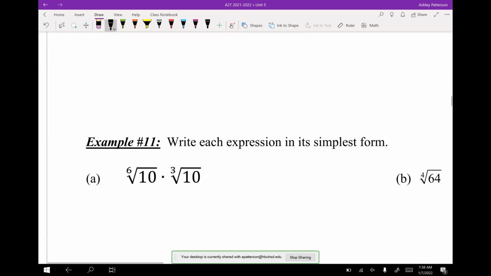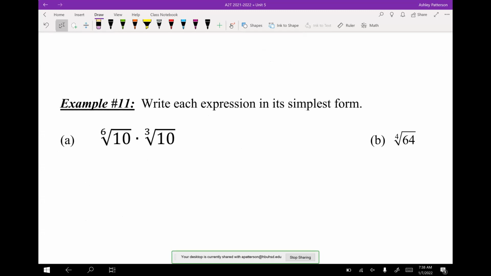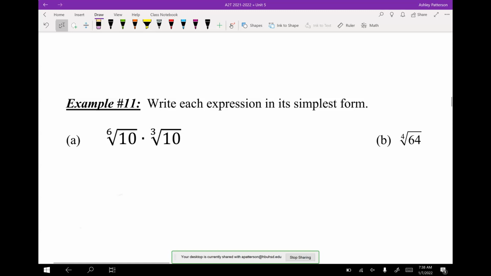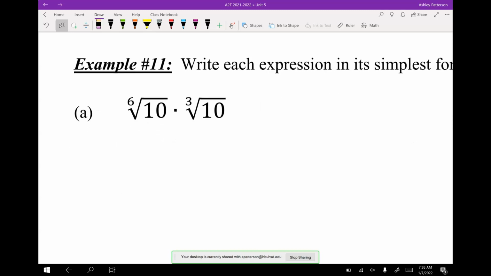Because in example number 11, it's a free-for-all. We're going to be asked to write each expression in simplest form. And we're going to have to remember that we can toggle back and forth between the two. So looking at A, we have the 6th root of 10 times the cube root of 10. Can I multiply those?